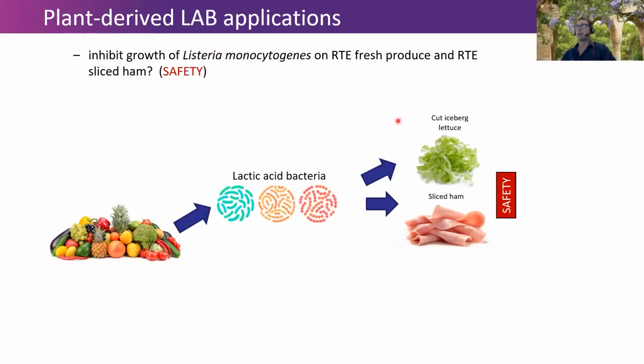It's an issue for obviously any food that comes from the farm, which can have Listeria on it. It's an environmentally sourced organism that can get into our food supply. We're also interested in ready-to-eat sliced ham because Listeria can be a problem in deli meats as well and has caused outbreaks in the past. So this is a safety application, using these LABs to make these foods safer against Listeria.